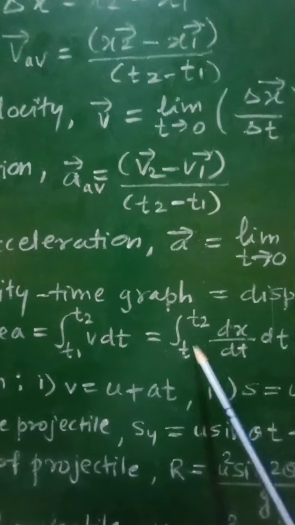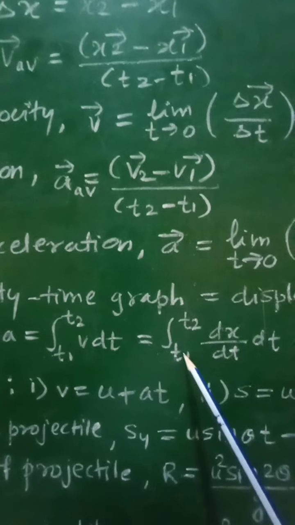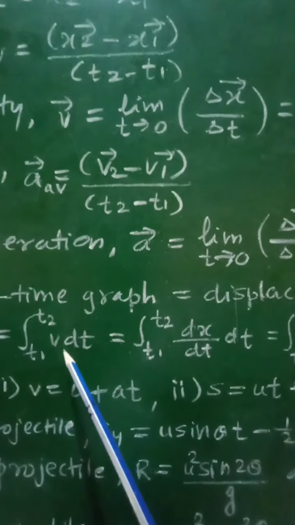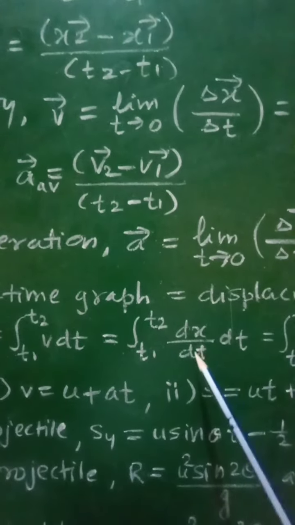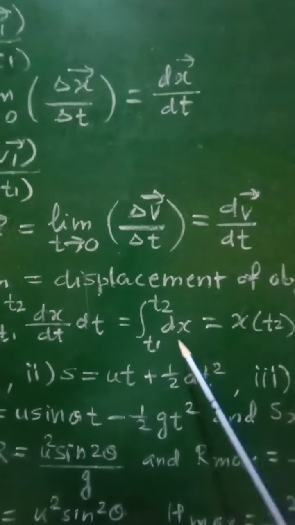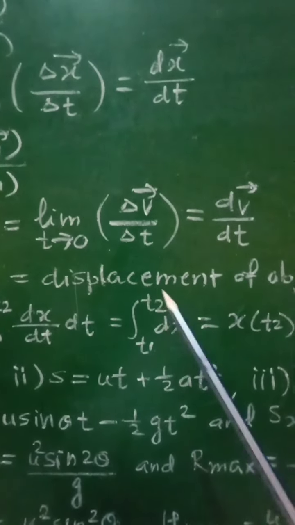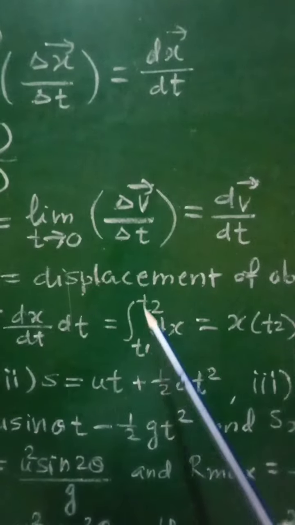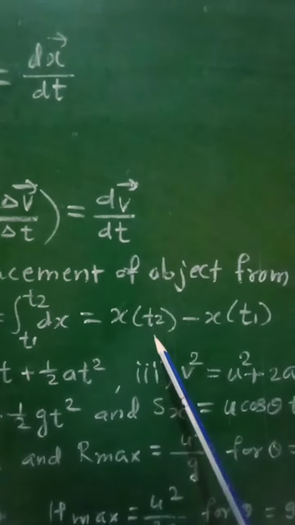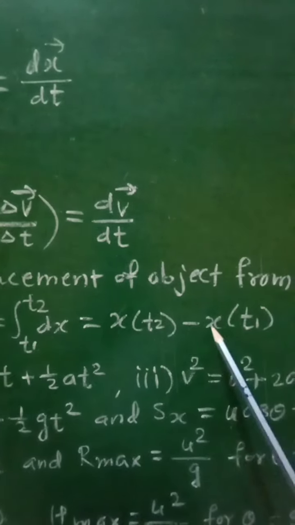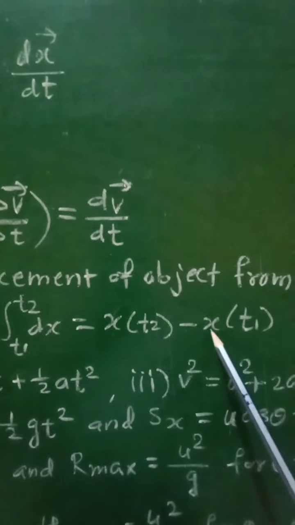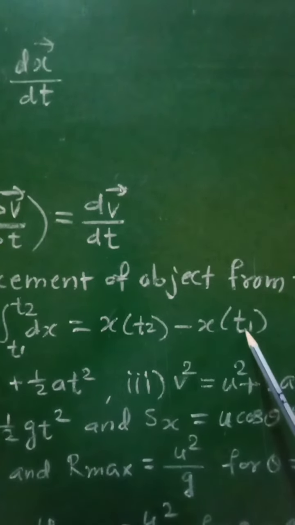which will be written as integration t1 to t2 dx by dt into dt, because this velocity v is equal to dx by dt. dt will get cancelled and we will get integration t1 to t2 dx, that will be equal to x(t2) minus x(t1), that is displacement at t2 minus displacement at t1.